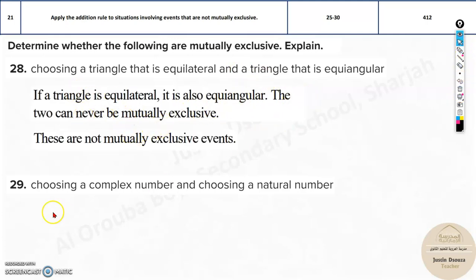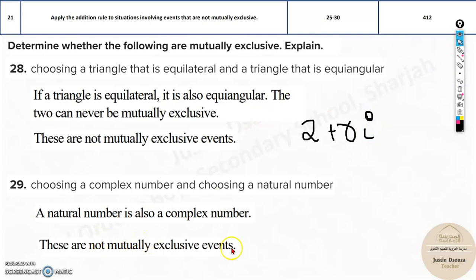Choosing a complex number and choosing a natural number. Now, a complex number means what? Imagine I have 2 only. This is a natural number, right? But it can be written as 2 plus 0i. Each natural number is a complex number as well, isn't it? So this is the thing. They are not mutually exclusive events. Mutually exclusive means they have no relation between the two.